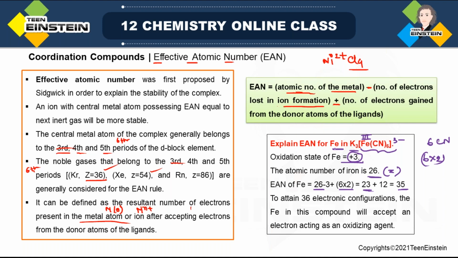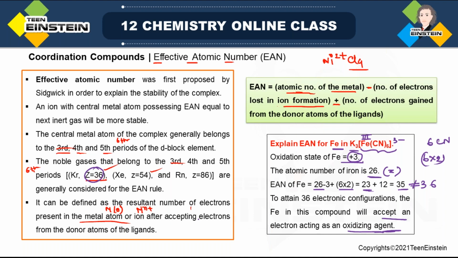That means iron, which is in the first transition series, we will consider this number for the first transition series, but it is not equal to 36. So that is the reason we cannot say that it will be very stable. There will be a tendency to accept electrons so that it can achieve the configuration 36. So to attain the 36 electron configuration, the iron in this compound will have a tendency to accept an electron. That means it will act as an oxidizing agent, because the tendency to accept electrons is nothing but an oxidizing agent.